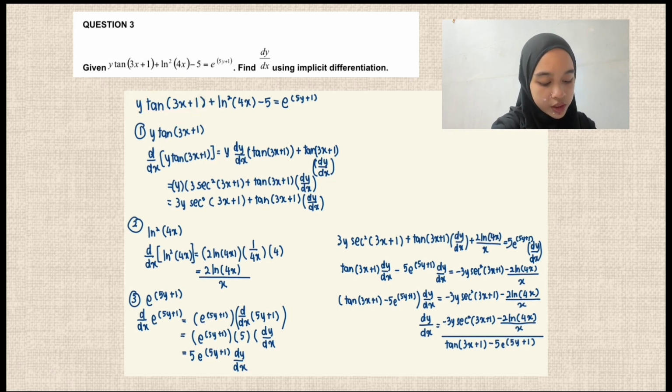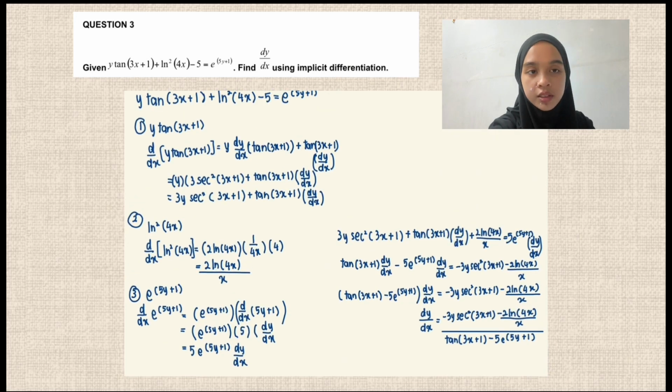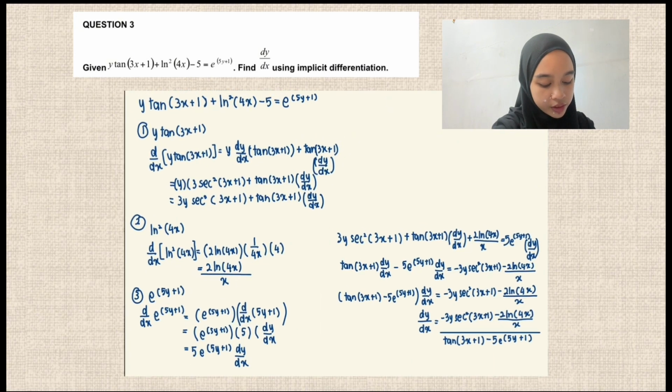So we will differentiate the first term. We will put dy over dx in front and at the end. And then we will get the answer for the first term, like this.